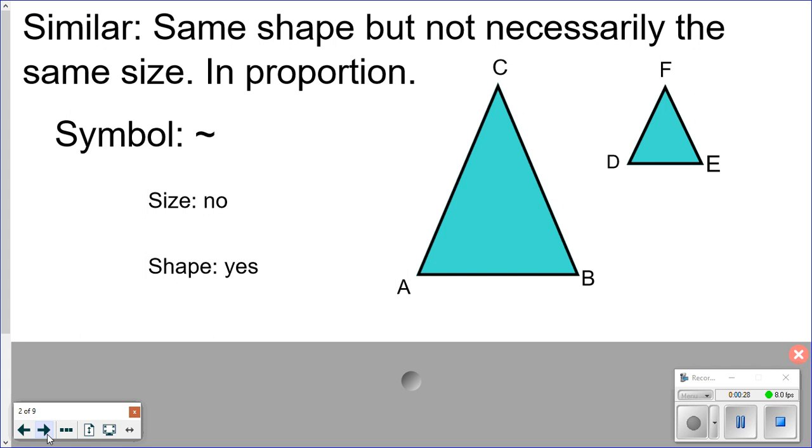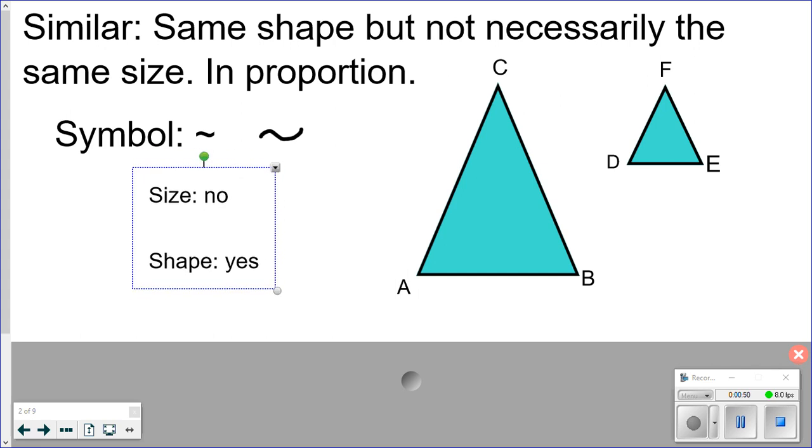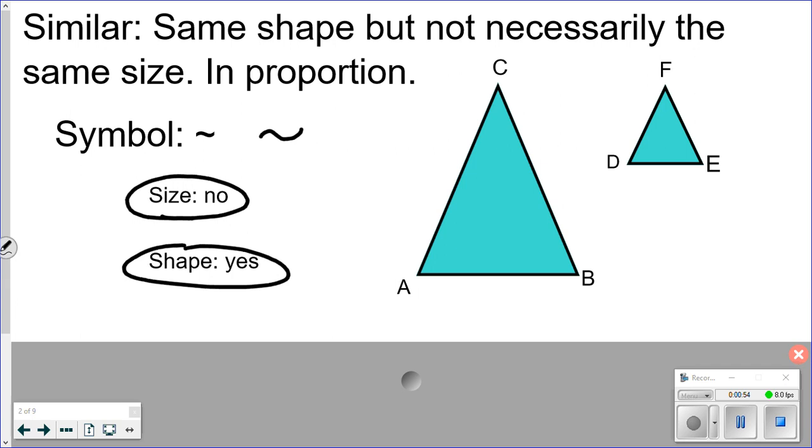So here's an example I have on the side for you. I have a bigger triangle and a smaller triangle. These are similar, they have the same shape, but maybe not the same size. And they're usually always in proportion. If something is similar, we can assume it's in proportion. The symbol for similar is this little squiggly line that looks like this. And again, if you have something that's similar, the size is not the same, but the shape is always the same.